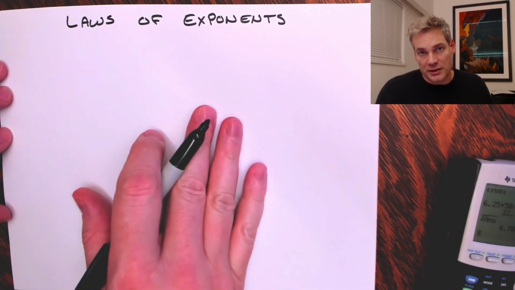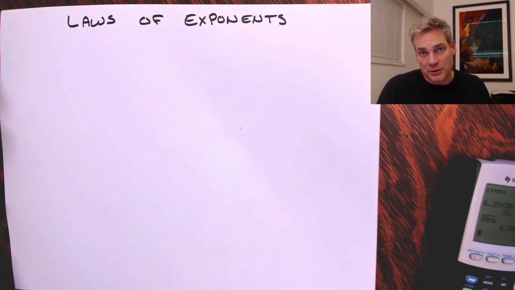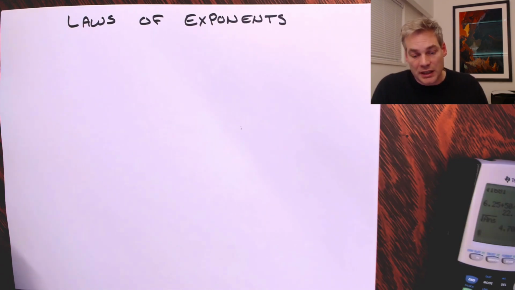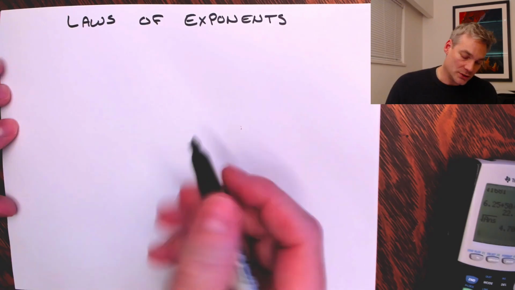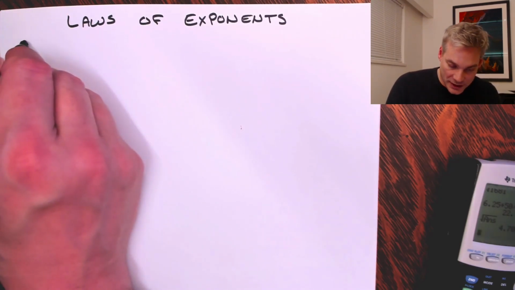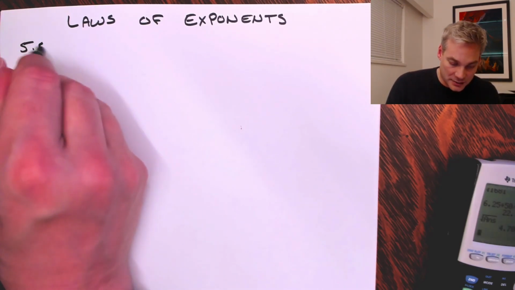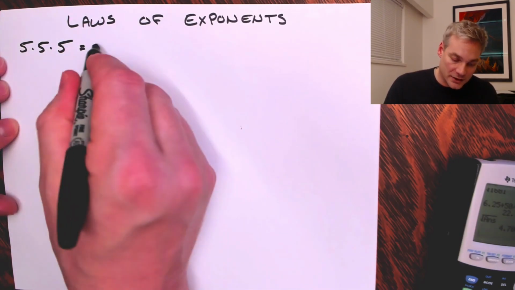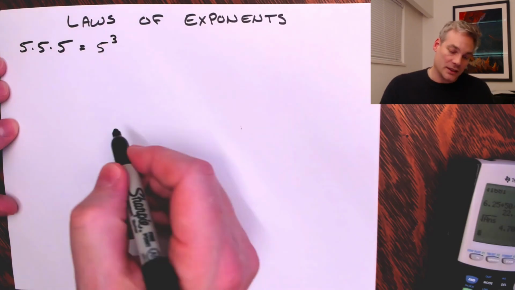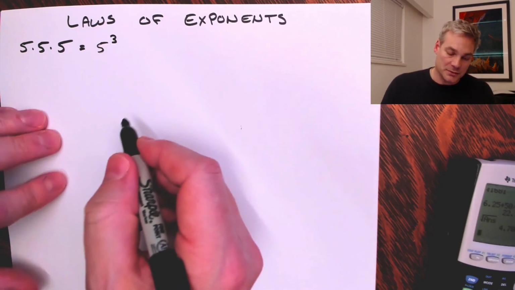So we are going to cover the laws of exponents, and we are going to essentially just review all these so that they're kind of fresh in our mind. So let's just cover the basics. If I had 5 times 5 times 5, I could write this in a shorthand notation like that. 5 to the power of 3 is what we call it.